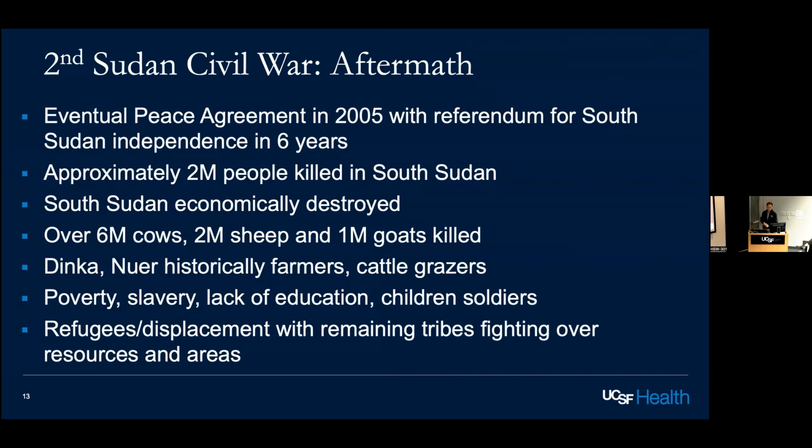And so these two groups were historically farmers and cattle grazers. Afterwards, there was poverty, there was rampant slavery, especially of young women, a huge lack of education, children were used as soldiers, and there were massive refugees and displacement, with the two remaining big groups, Dinka and Nuer, fighting for what limited resources were still available.